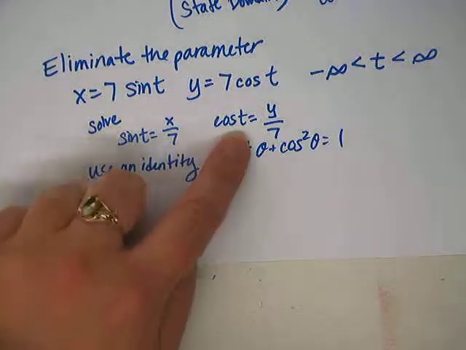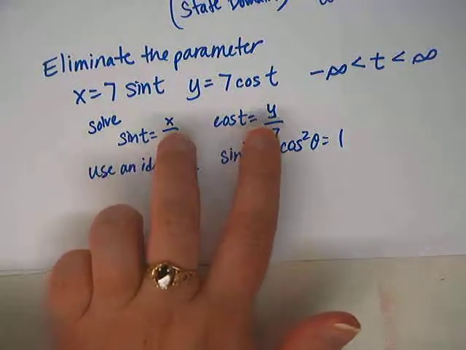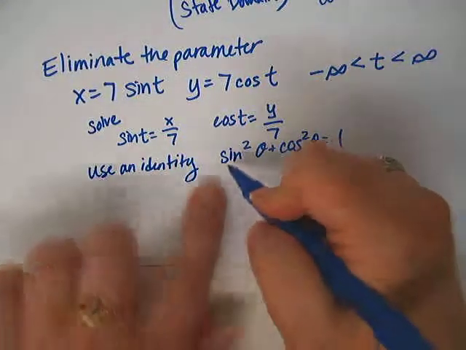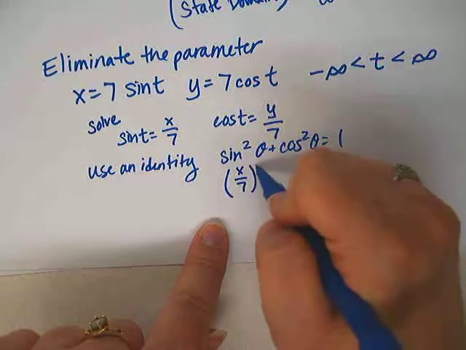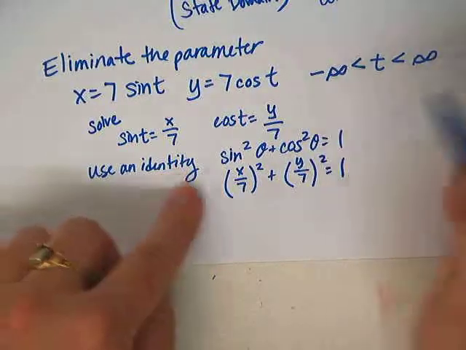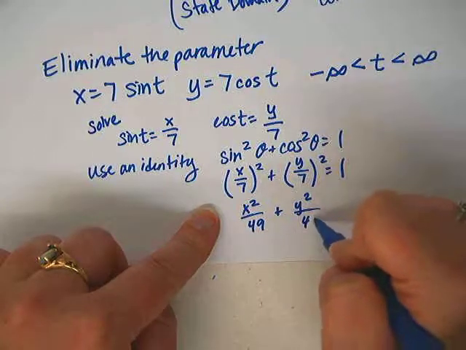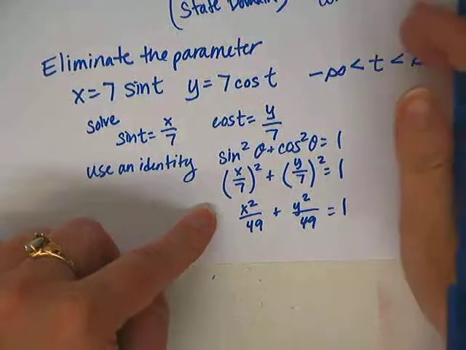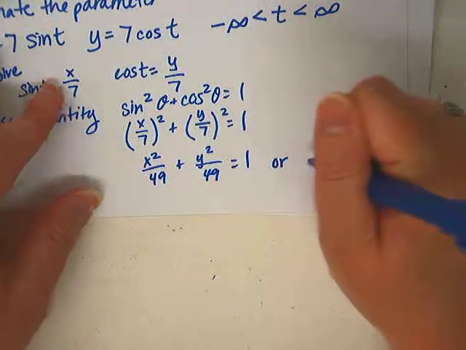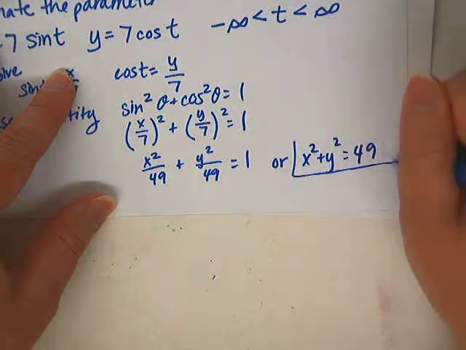So, since we have the sine of t equals x over 7 and the cosine of t equals y over 7, since they're both the same angle t, can't we just substitute those in place of the sine and cosine into our identity? Okay, so we can replace sine with x over 7 squared, replace cosine with y over 7 squared. That gives us x squared over 49 plus y squared over 49 equals 1. And if you really wanted to put this in a form that you can recognize, you'd multiply the whole problem by 49, which would give us x squared plus y squared equals 49.